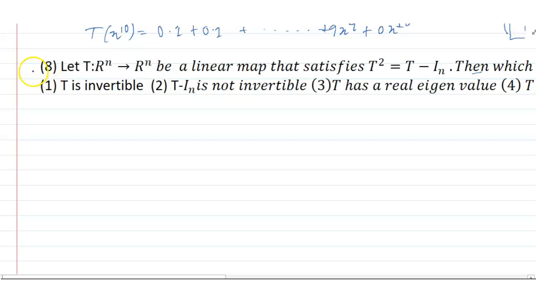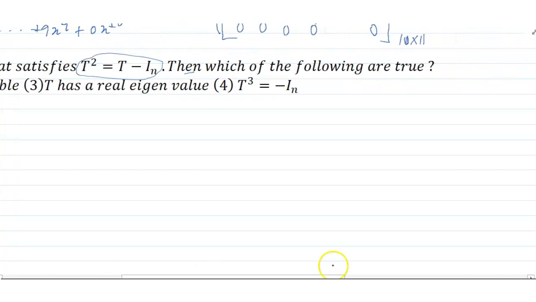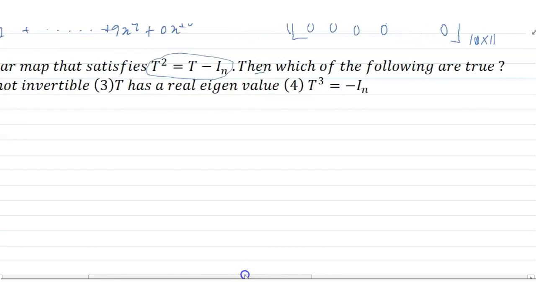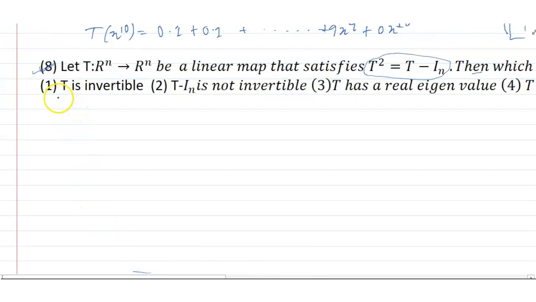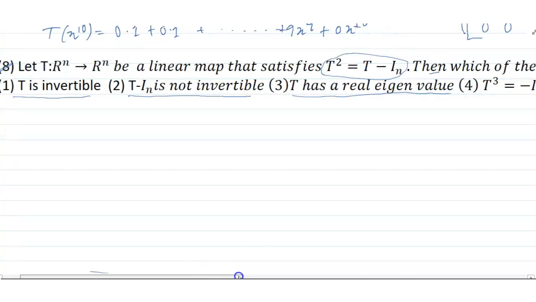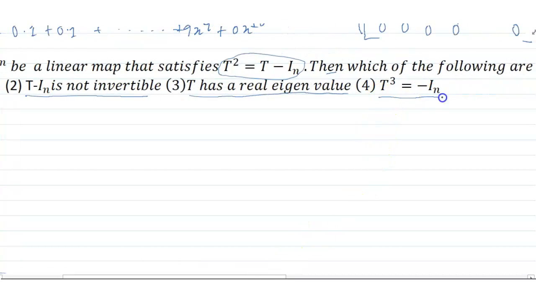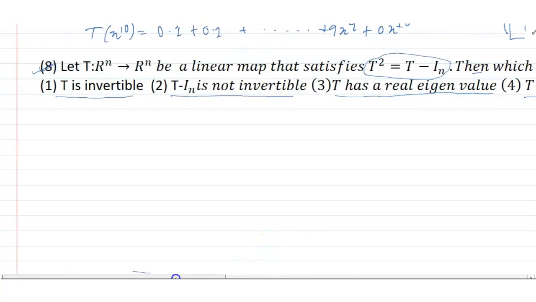So now we will solve another problem. T such that R to the power n be a linear map that satisfies T square is equal to T minus I n, and then which of the following is true? Number 1, T is invertible, T minus I n is not invertible, and T has real eigenvalue, and T cube is equal to minus I n. Let's start to solve this problem.